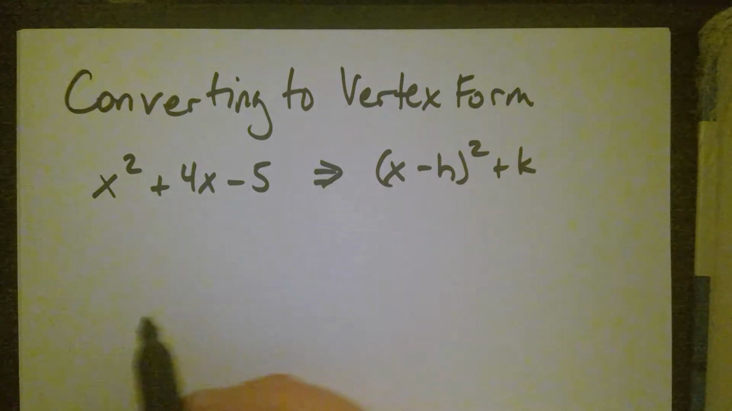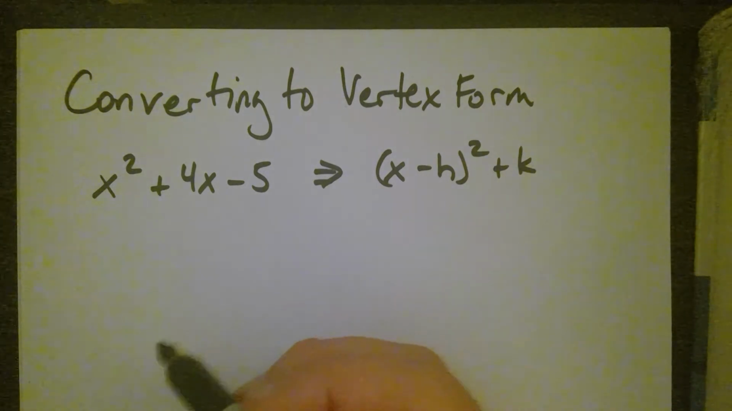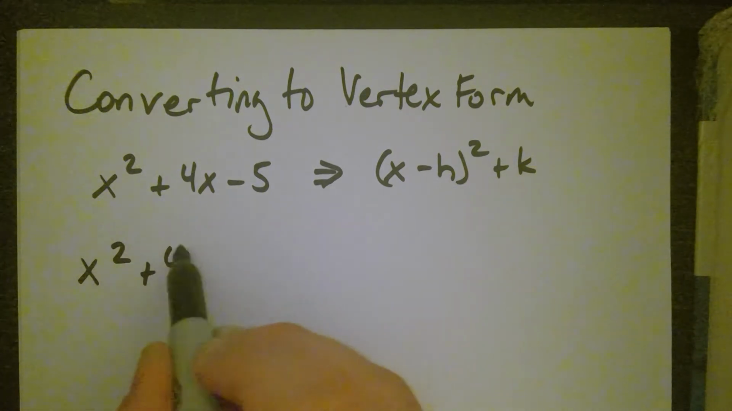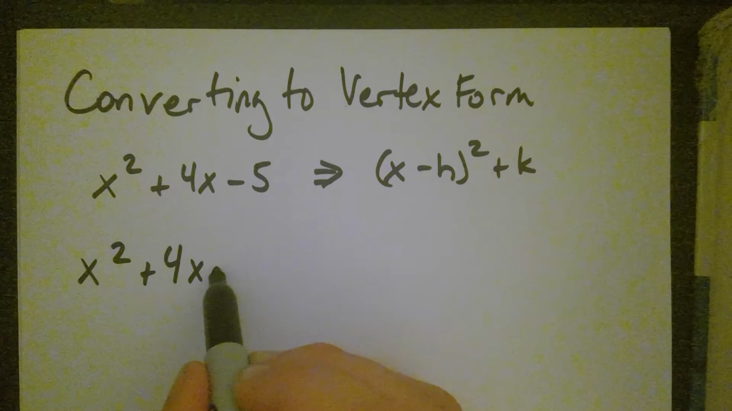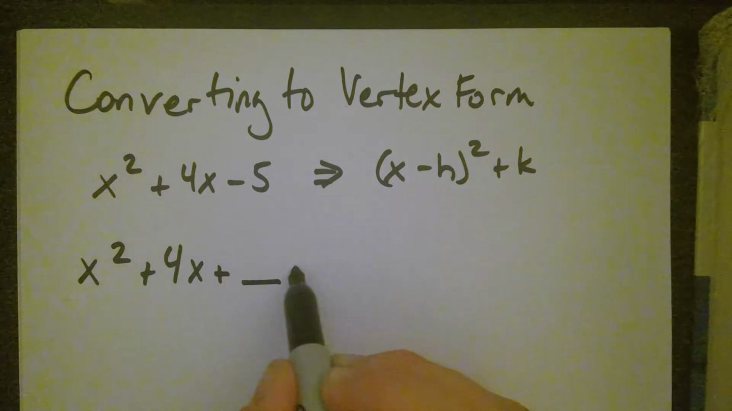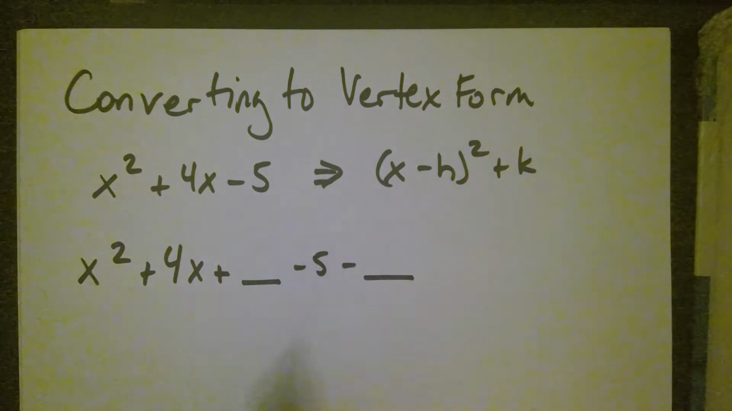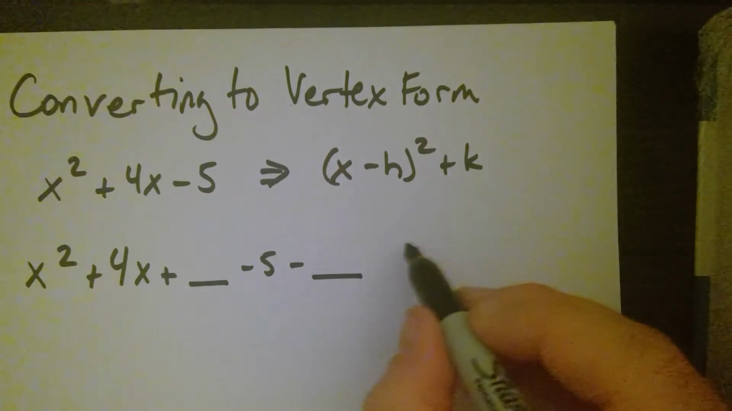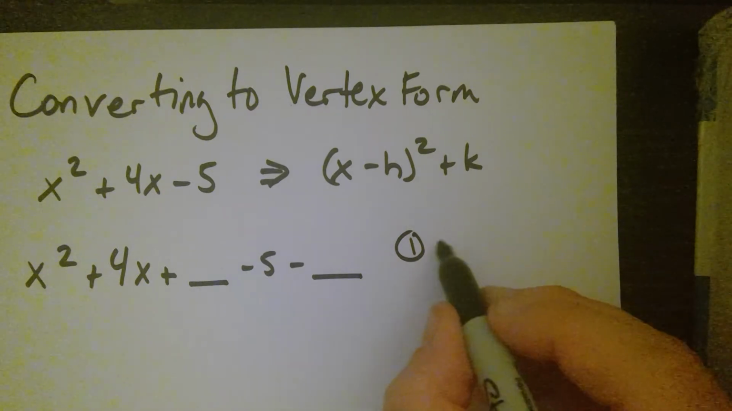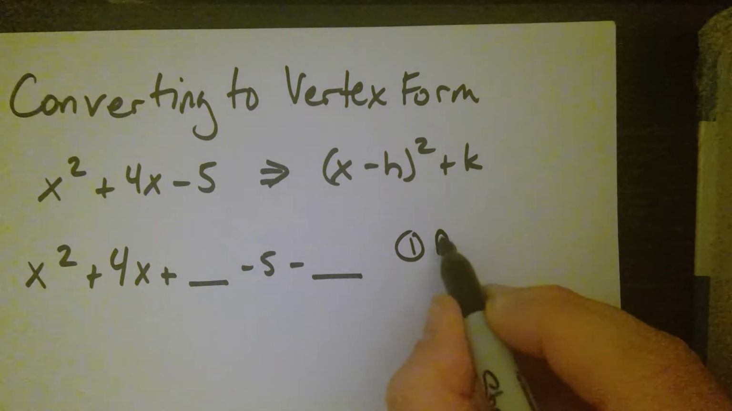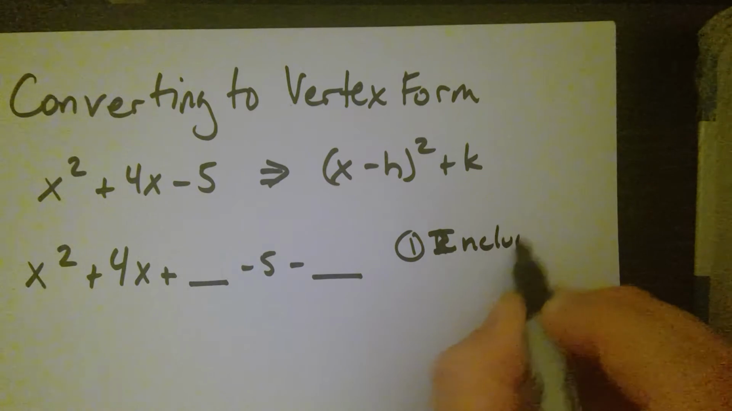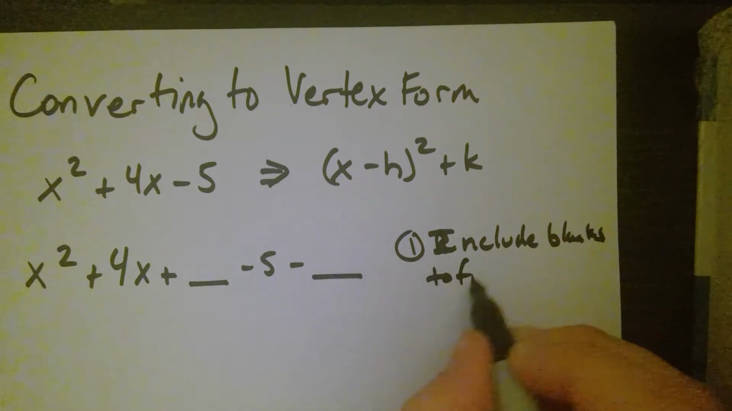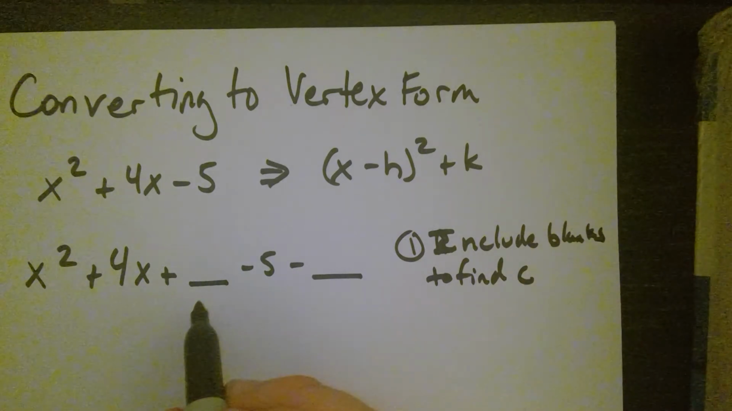So what we want to do first is try to get to a point where we can find C. Okay. Now, we want to write out the steps here. So step 1, include blanks to find C.